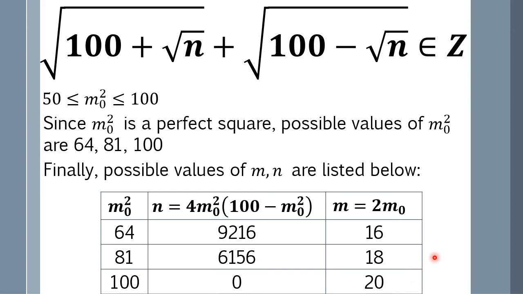The problem gets solved. Finally, we find 3 different values of n to satisfy that the square root of 100 plus the square root of n, plus the square root of 100 minus the square root of n, is an integer.